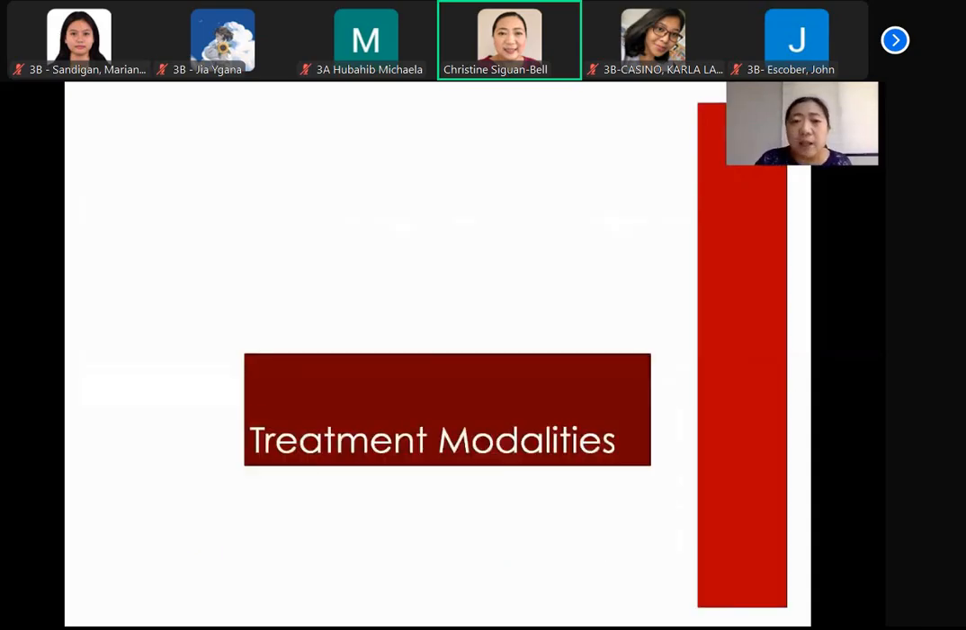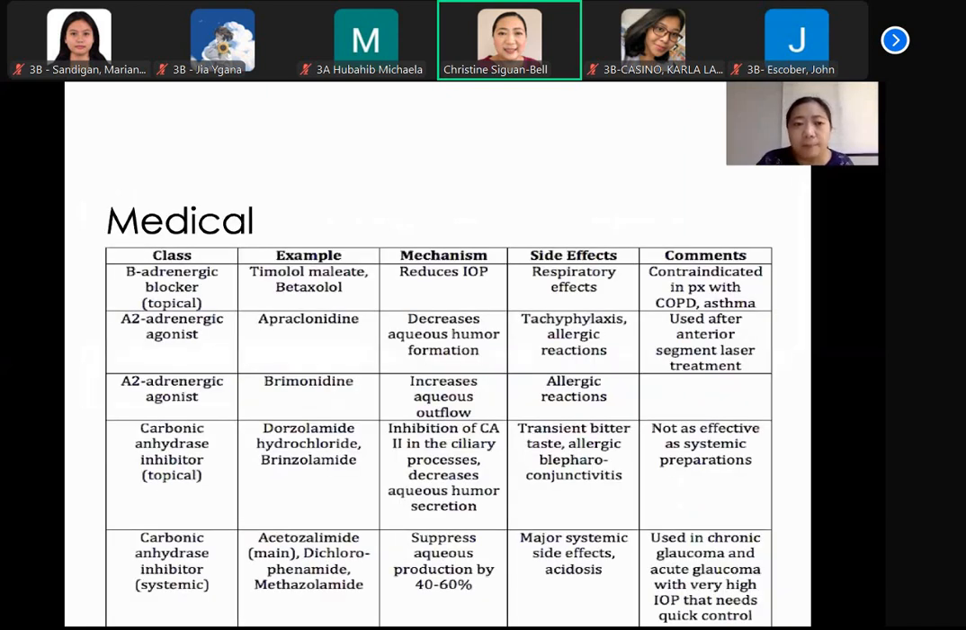Now let's go to the treatment modalities of glaucoma. This table will show you the medicines needed in the treatment of glaucoma. Memorize the classes: beta blockers, alpha-2 adrenergic agonists, carbonic anhydrase inhibitors, both the topical and the systemic types. Memorize the mechanism of action and the side effects. It is very important to take note of the side effects.